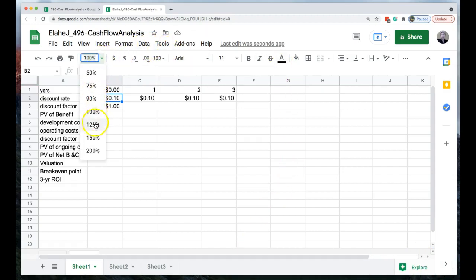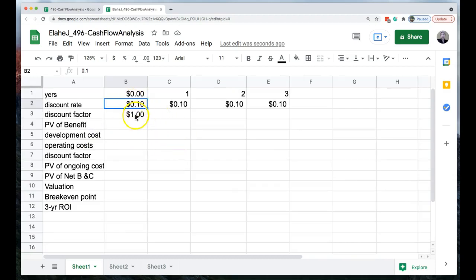Let me see if I can zoom in a little bit so you see the numbers a little bit bigger. So 1 over 1 plus your discount rate to the power of the number of years. As you notice, I just changed the number of years from current to 0, so it works. So $1 earned or spent today is worth $1 today. You drag the formula to the right, the numbers change. $1 earned or spent in year 3 is worth much less today, and that's 75 cents. We're going to use this number again in all calculations.